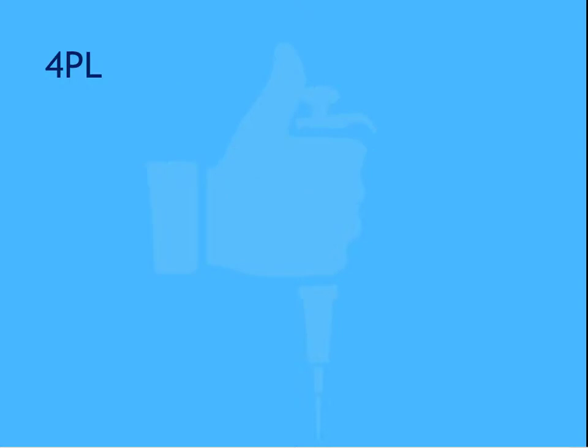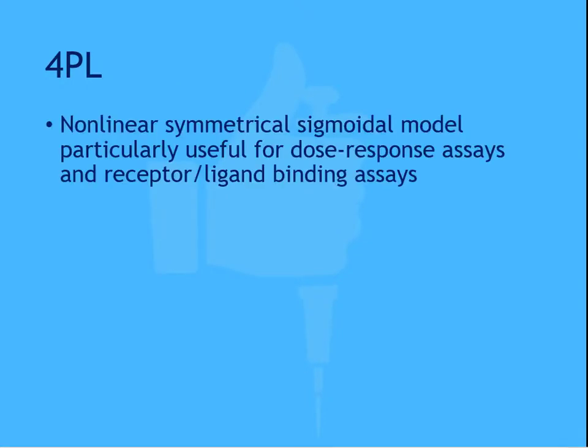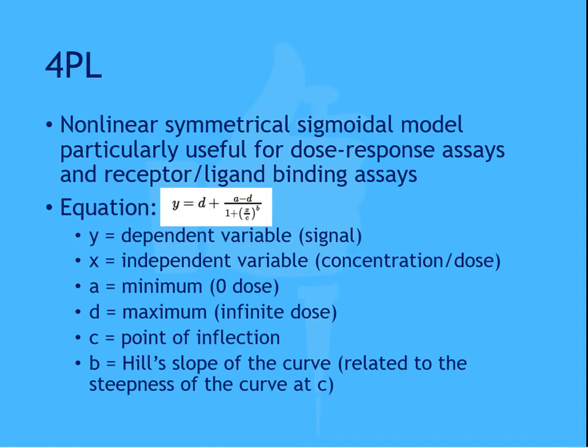Another more common fit is the four-parameter logistic fit, or 4PL. This is a nonlinear sigmoidal model that assumes symmetry around the inflection point. This curve is very useful for dose-response assays and receptor-ligand binding assays. This is the equation here, and you'll remember our dependent and independent variables from the linear regression analysis, although here you'll see we have the addition of four more parameters, hence 4PL.